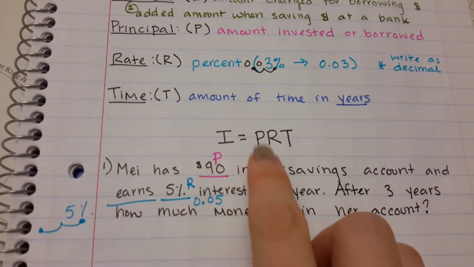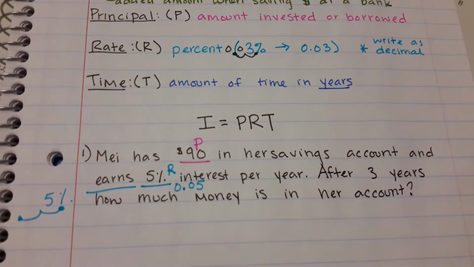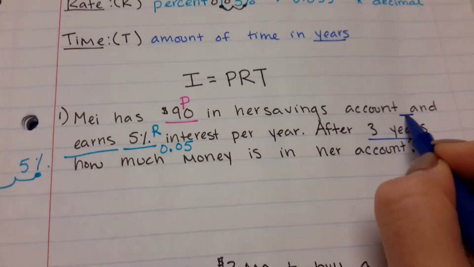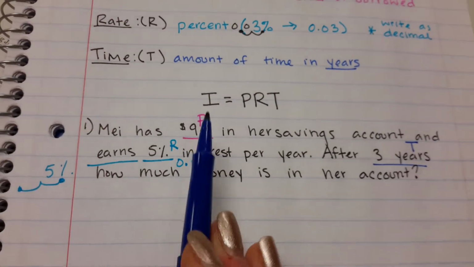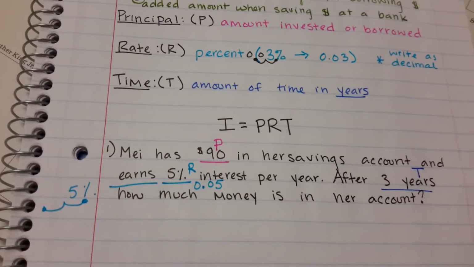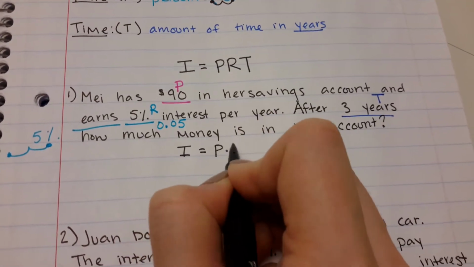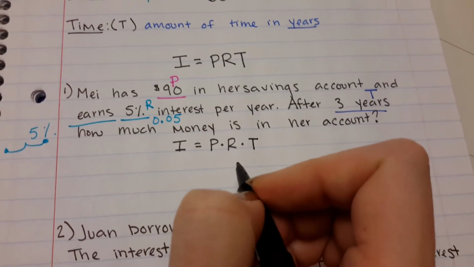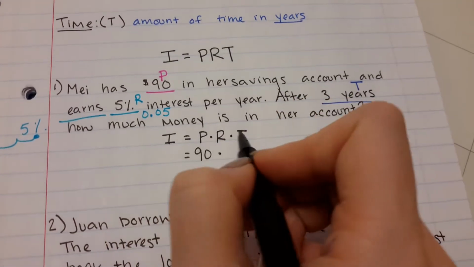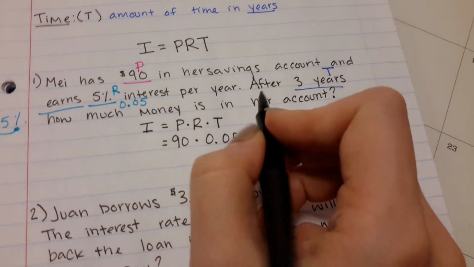There are 4 pieces of information in our equation, and we have to be given 3 of them in order to solve. So we should have 1 more, and we have our time of 3 years. Here's our T. So we have P, R, and T, and we will be able to figure out the interest. Let's go ahead and plug that in. So I equals P times R times T. Principal, $90, times rate, 0.05, times time, 3 years.